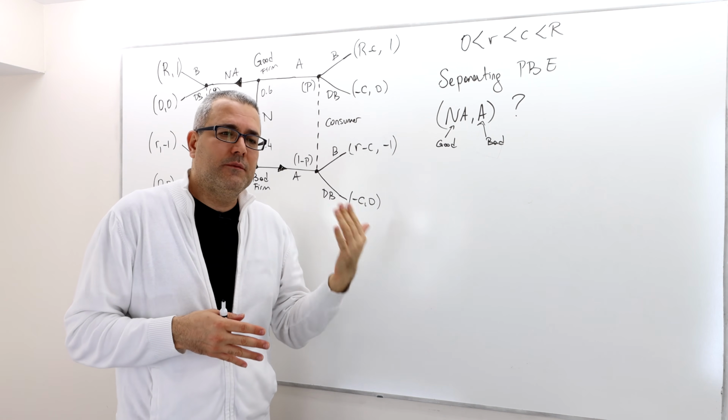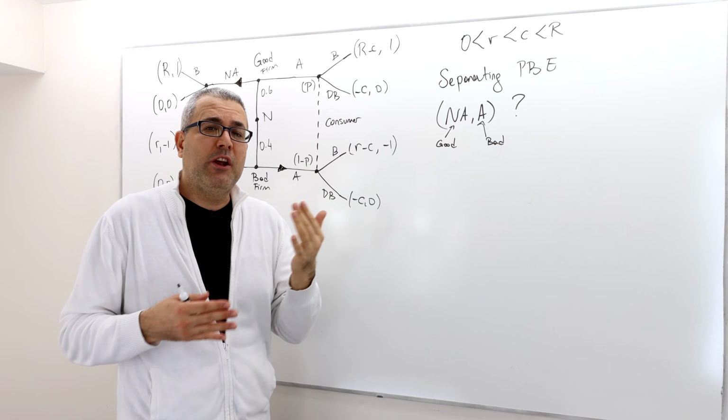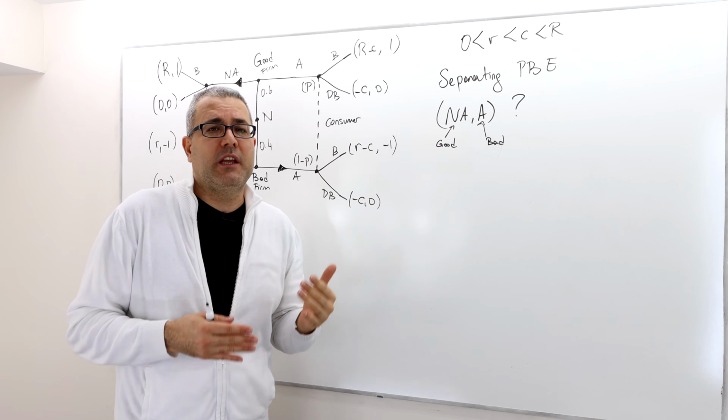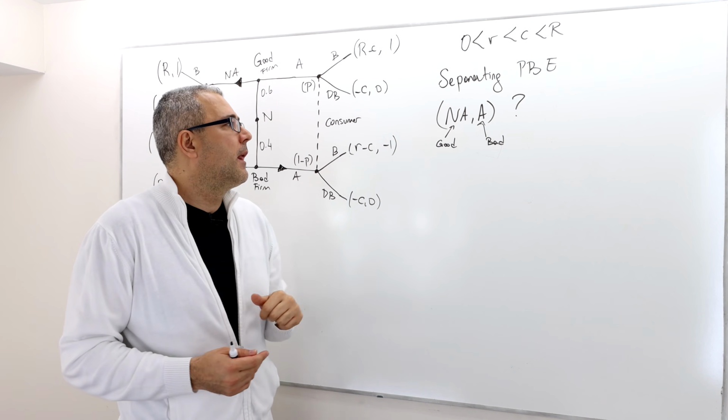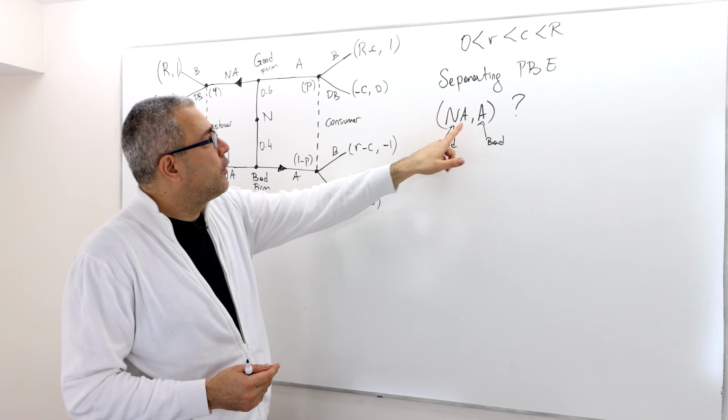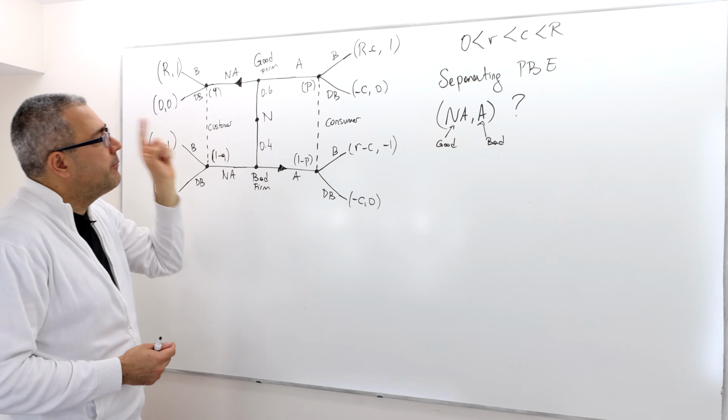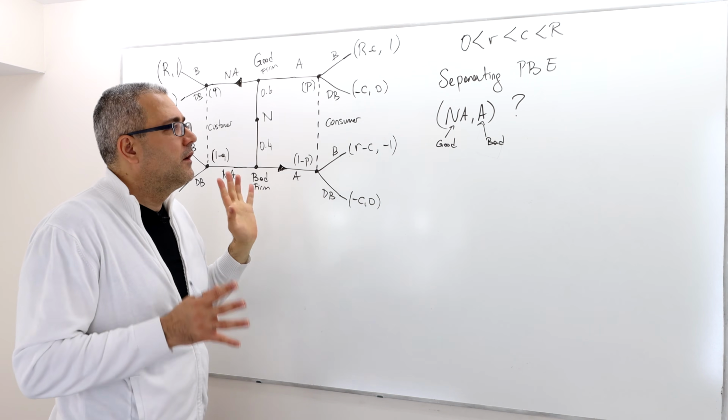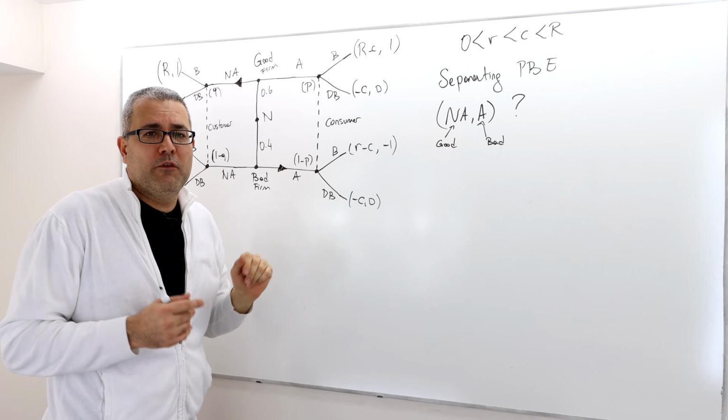This is a second separating strategy profile, and we're going to check if it is also PBE. All right, the good firm does not advertise. The bad firm does advertise. Can this be a part of perfect Bayesian equilibrium?